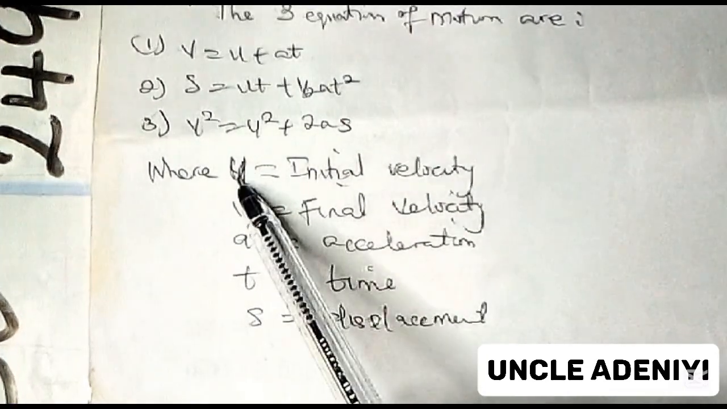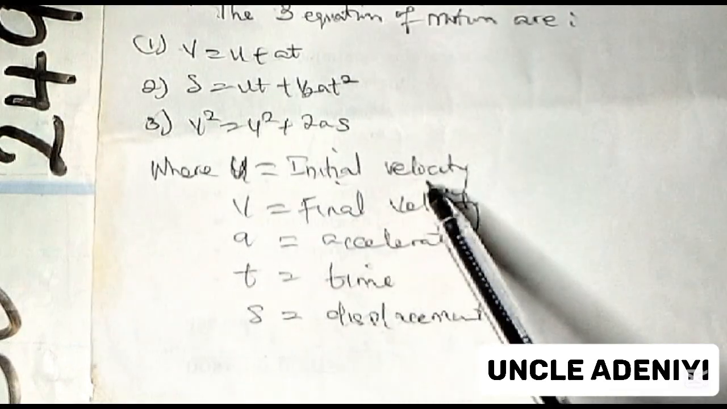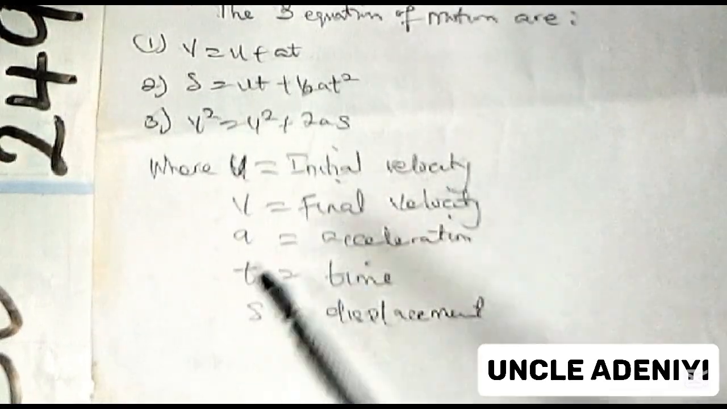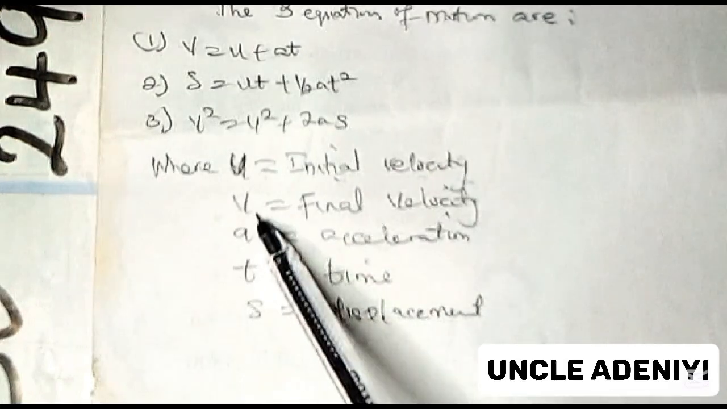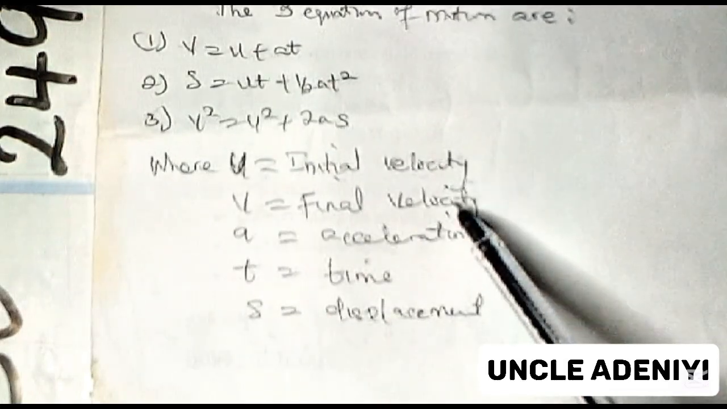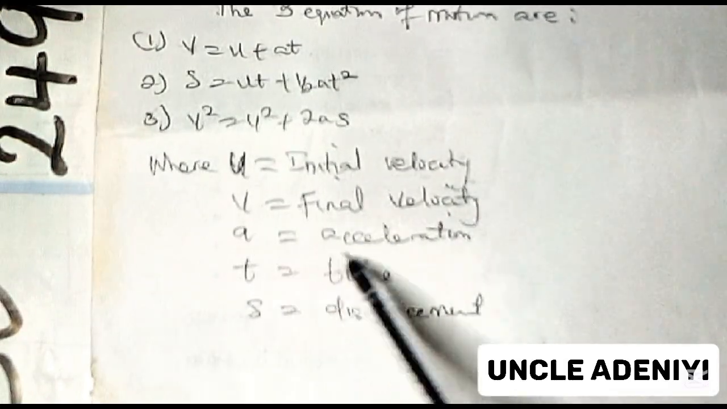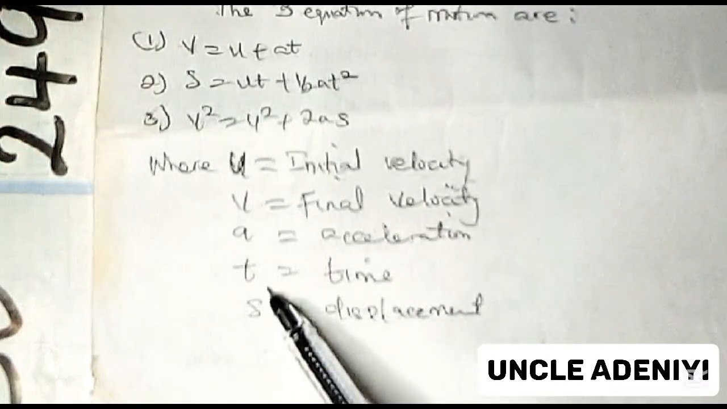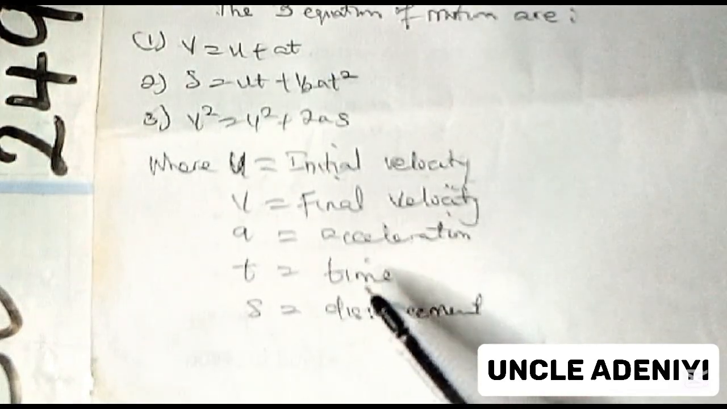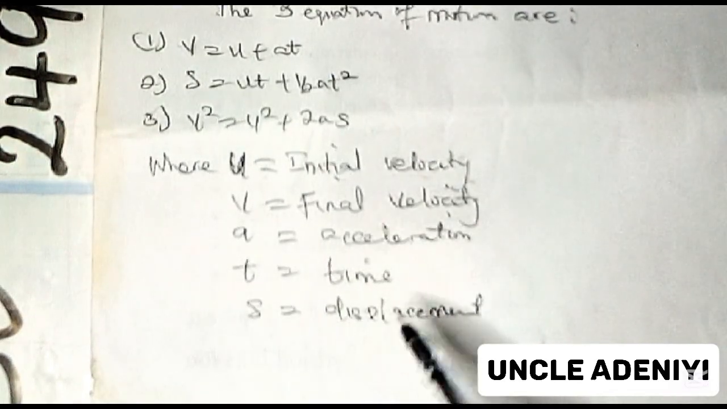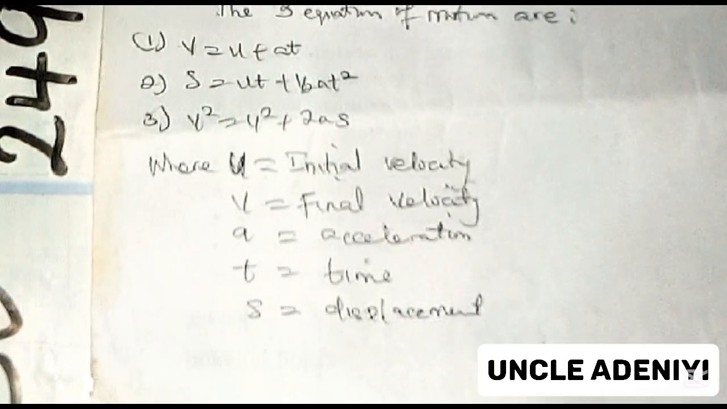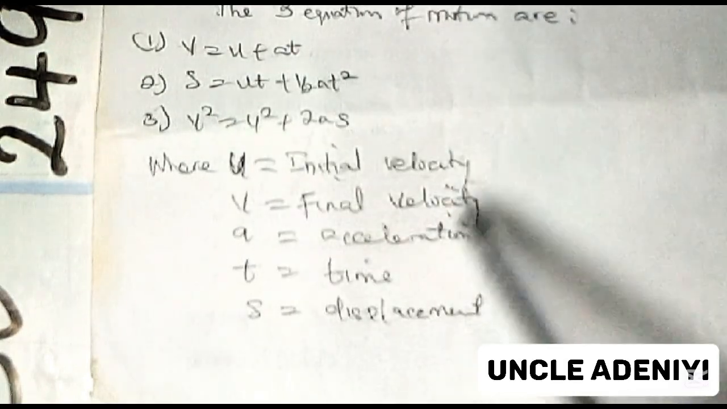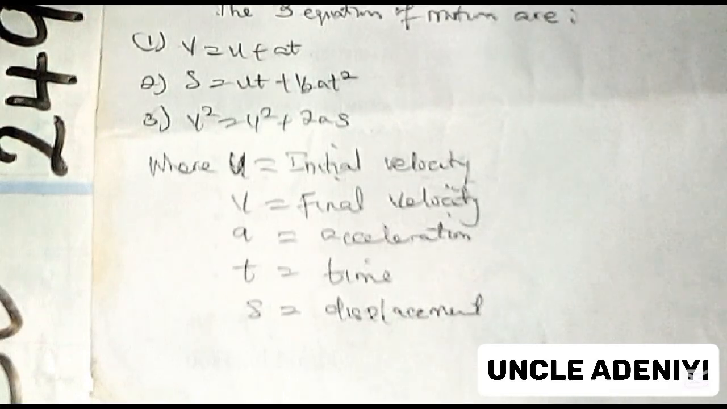U is the initial velocity. In motion, we call U initial velocity, and V is called final velocity. A is called acceleration. T is called time. S is called displacement. So those are the three equations of motion you need to know. You are going to need them in motion as a physics student.